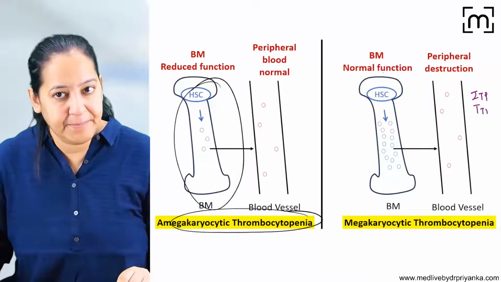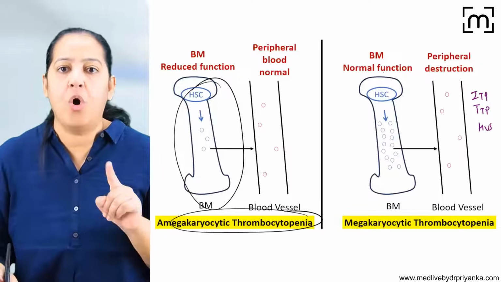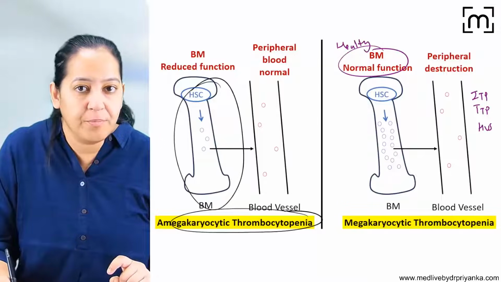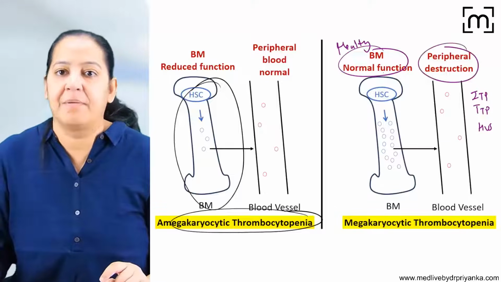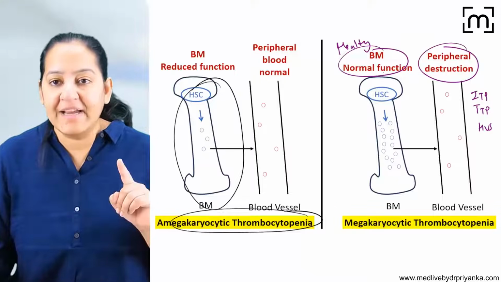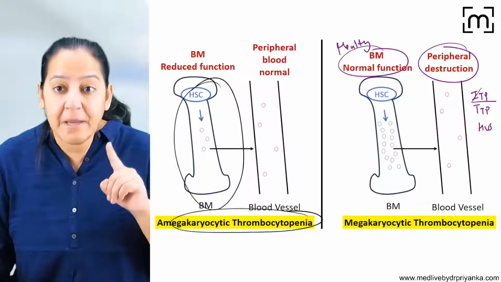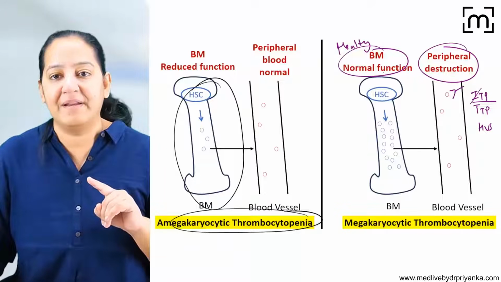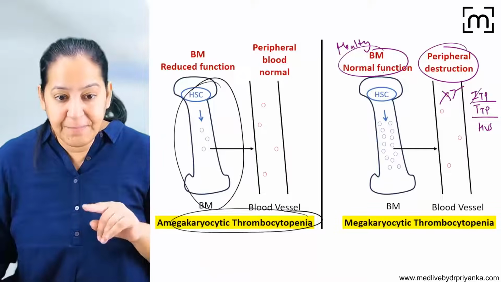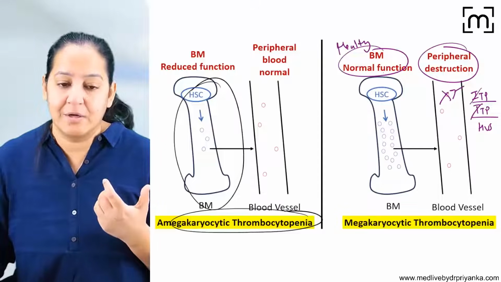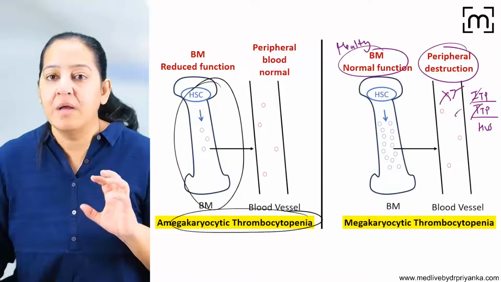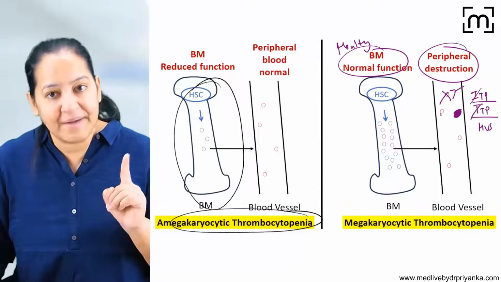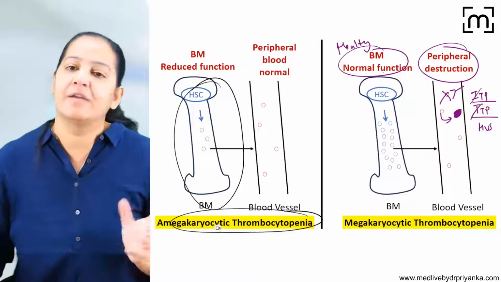In all of them, the bone marrow is normal, healthy. There is no problem in the bone marrow. In all of them, the problem is in the blood vessel. In ITP, as the name indicates, it's immune thrombocytopenic purpura. So here auto-antibodies are formed against the platelet and they destroy the platelet. In TTP, as the name indicates, thrombotic thrombocytopenic purpura, a thrombus is formed in the blood vessel, and in that thrombus the platelets get consumed, and that's why it is leading to thrombocytopenia.